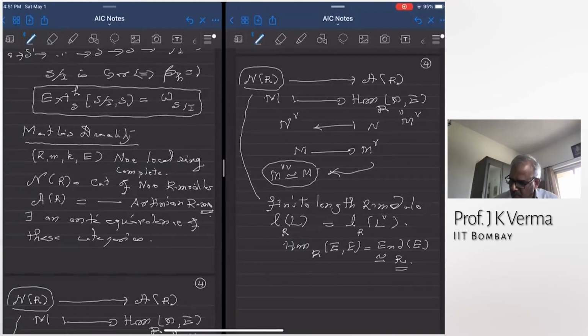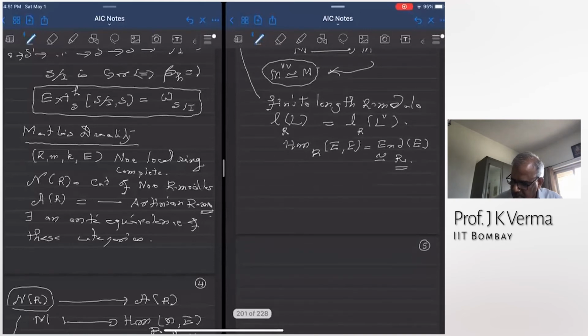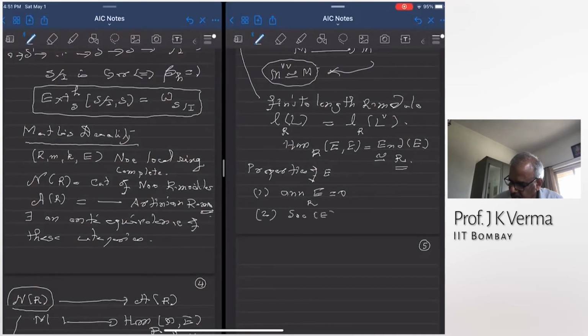This E, the module E, has some properties. I will list them. We will be using these properties very often. Properties of E. First of all, it is a faithful R module. The annihilator is 0. Second, the socle dimension of E, as a vector space over K, is 1.